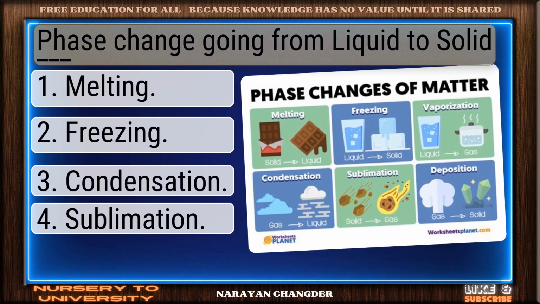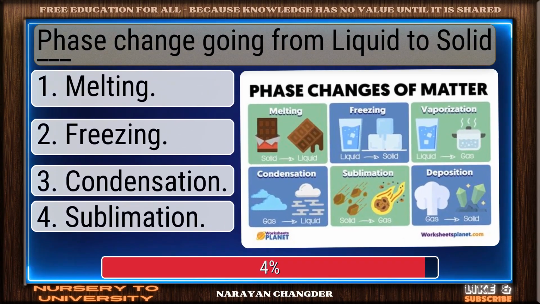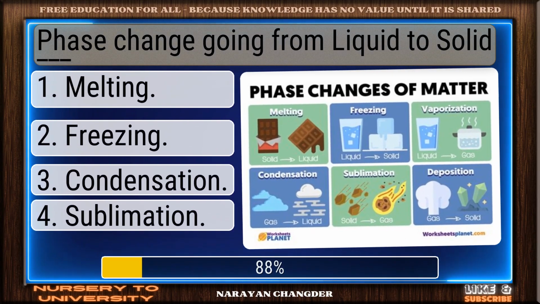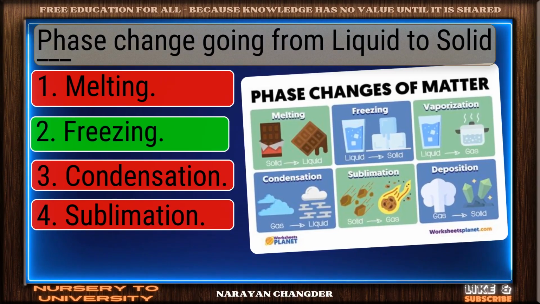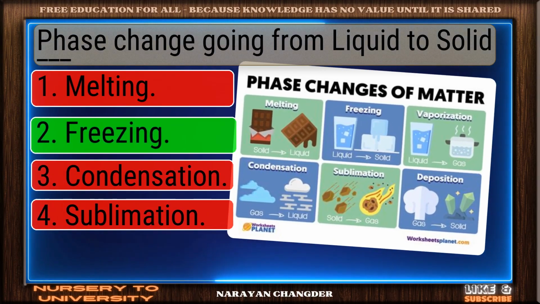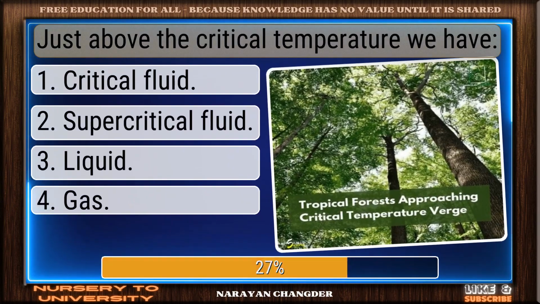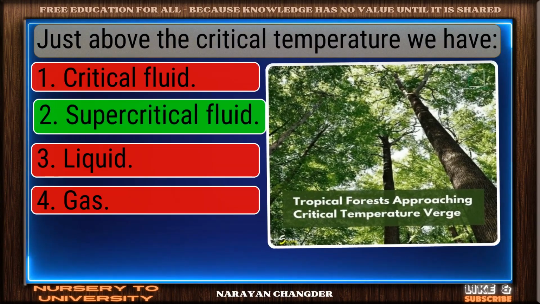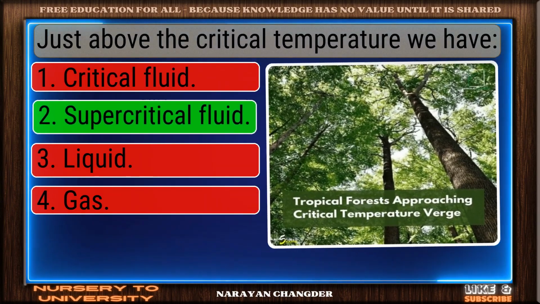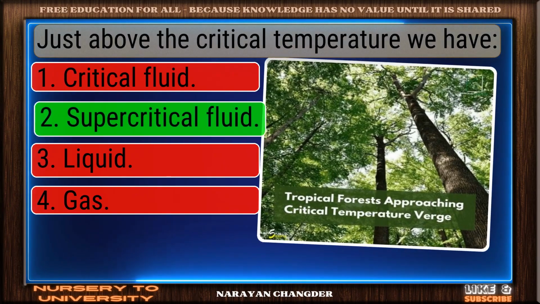Phase change going from liquid to solid dash. On track. Freezing is the correct answer. Just above the critical temperature we have. Sharp thinking. Supercritical fluid is the right choice.